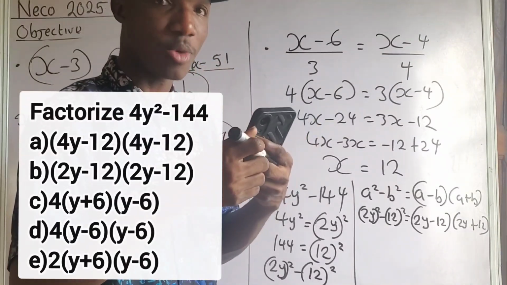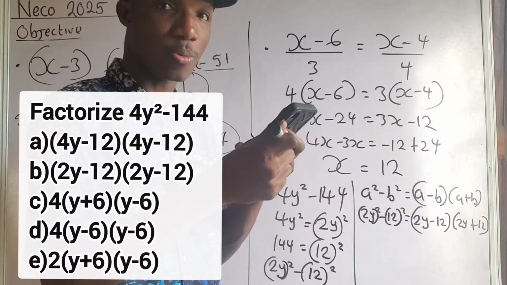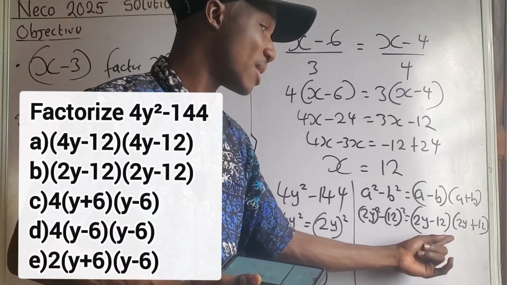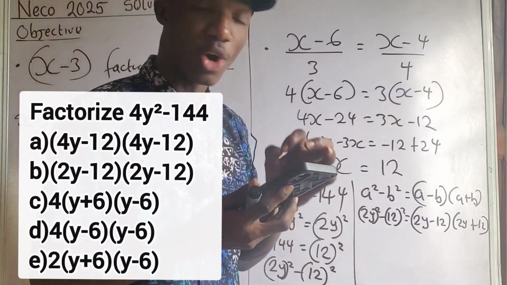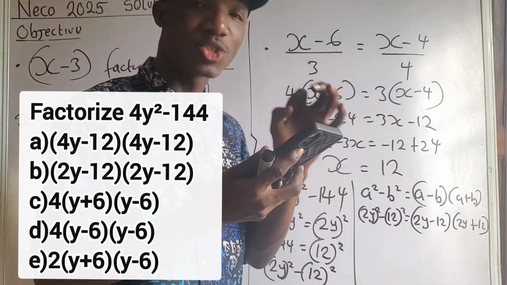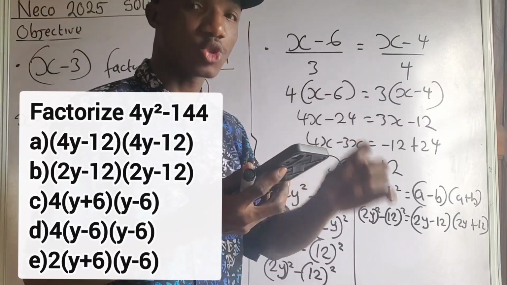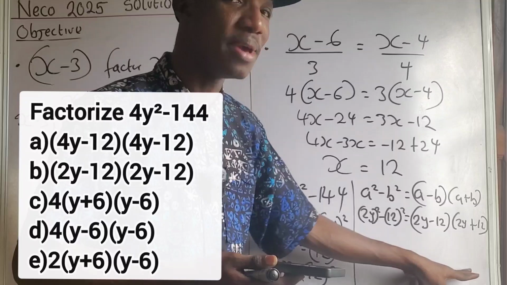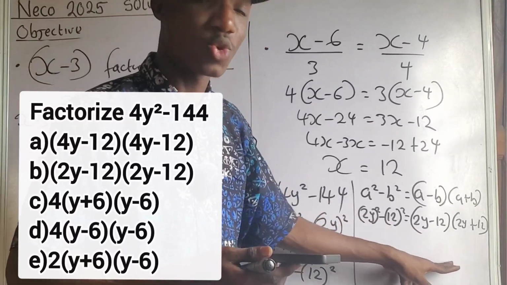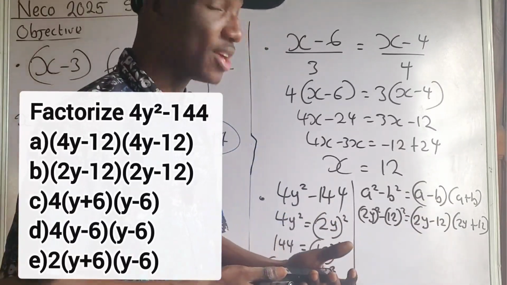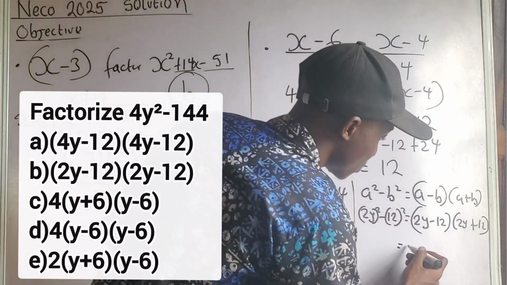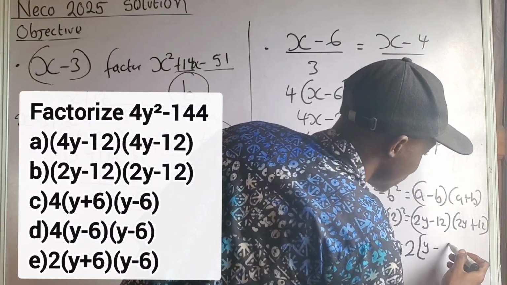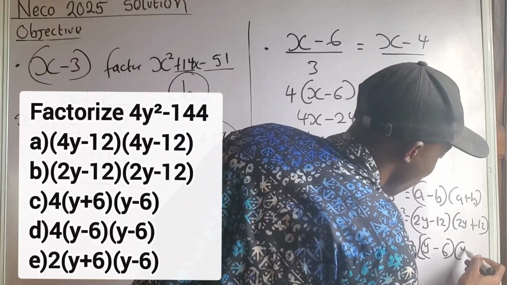Now, I'm going to show you how they arrive at that option. We factorized our expression as (2y minus 12)(2y plus 12). In option E, they take 2 out. 2 is common to every element inside each bracket, so they factorize out 2. If I want to write it, I'm going to have 2 multiplied by (y minus 6) multiplied by (y plus 6).